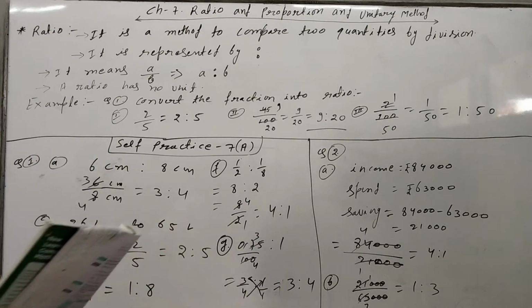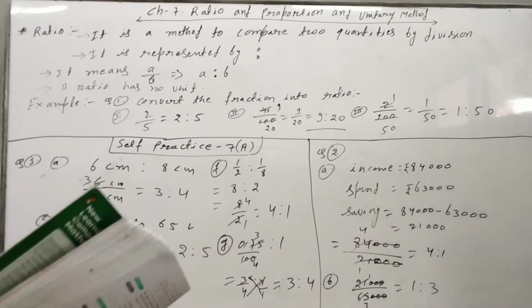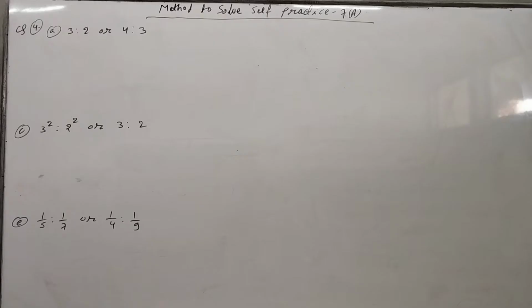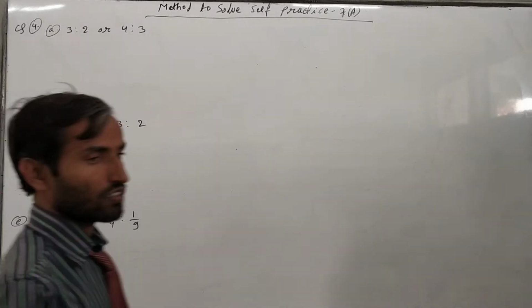Now question number 3rd, just try yourself. Whatever question is given, same type of question as the second one. Now you have to do question number 4. Question number 3rd you have to try yourself. Okay, question number 4 I will do now only.